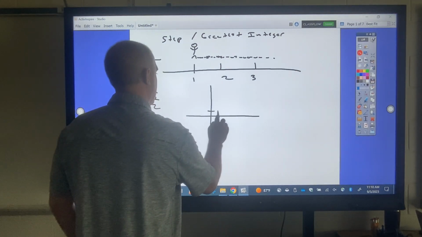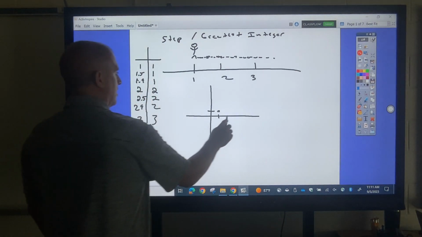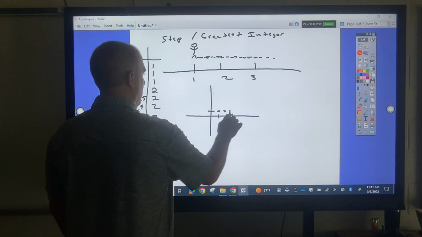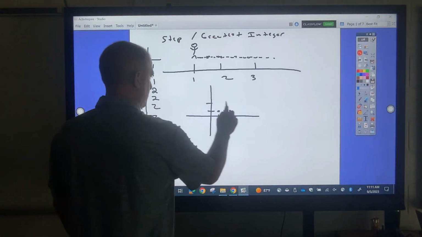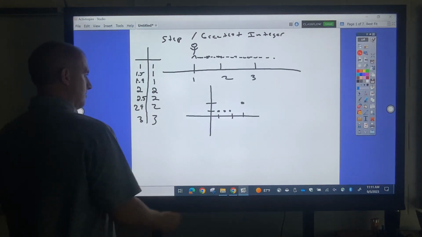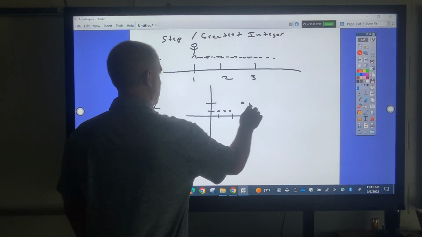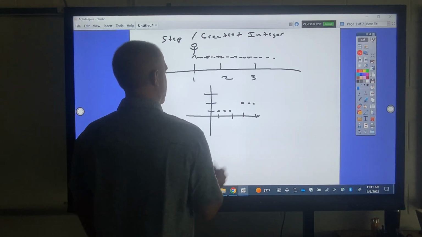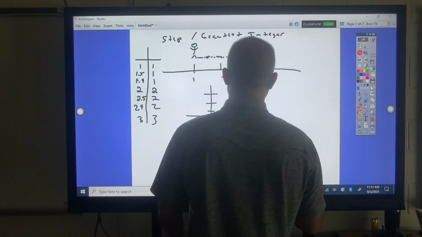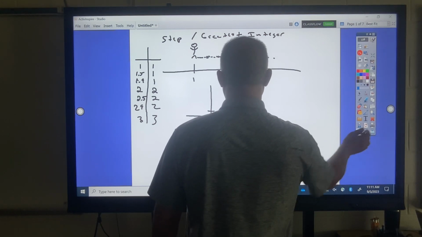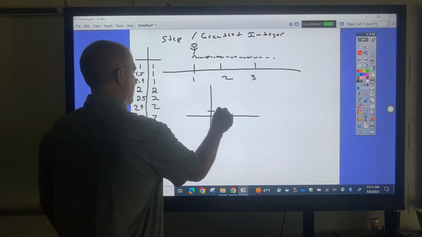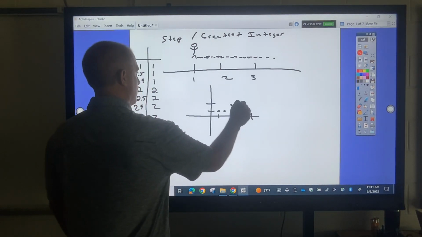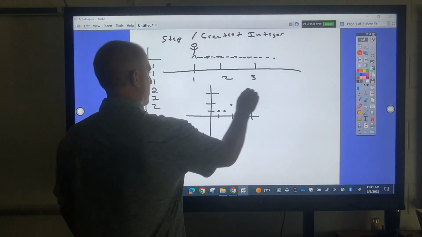1 over, 1 up would be a dot. Let's say 1.5 over, 1 up. 1.9 over, 1 up. When it gets to 2, it's 2 over, 2 up. 2.5 over, there. 2.9 there. Then it's at 3. Okay, at 1, 1.5, and then 2, and then 2.5, okay, then at 3, it's up here.